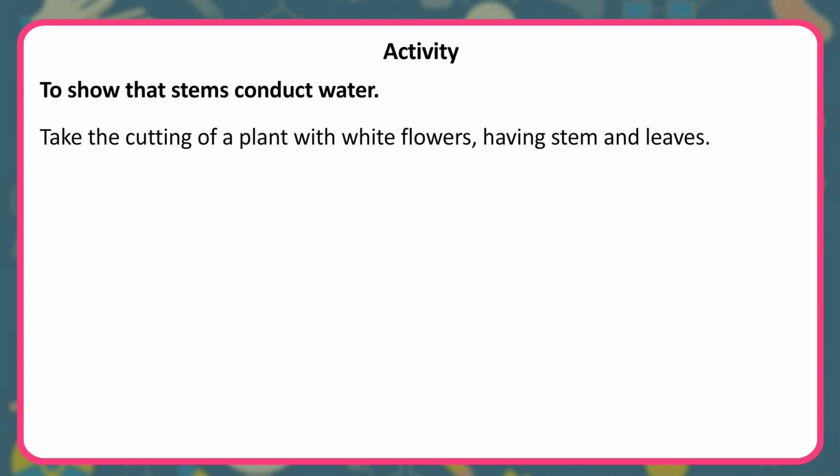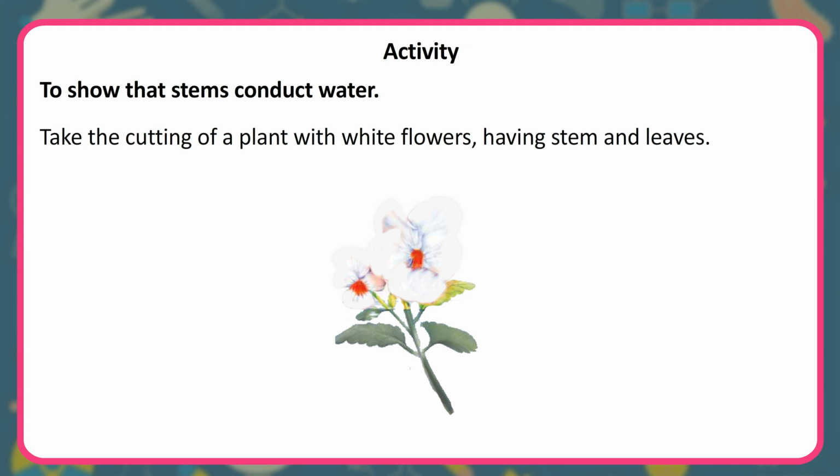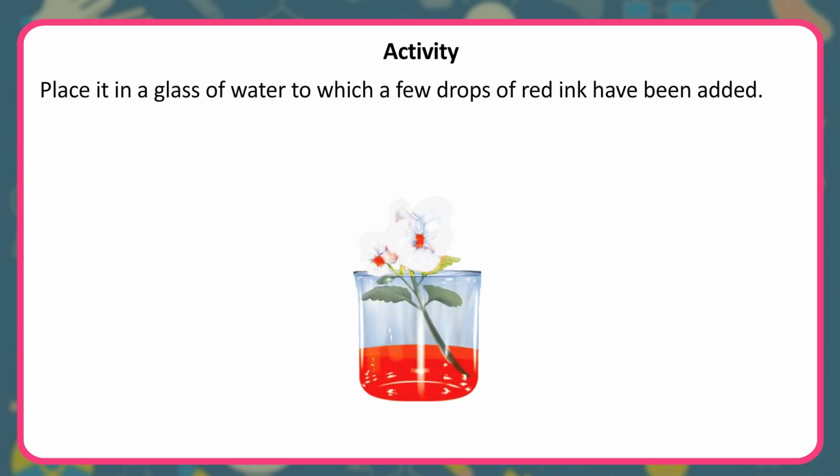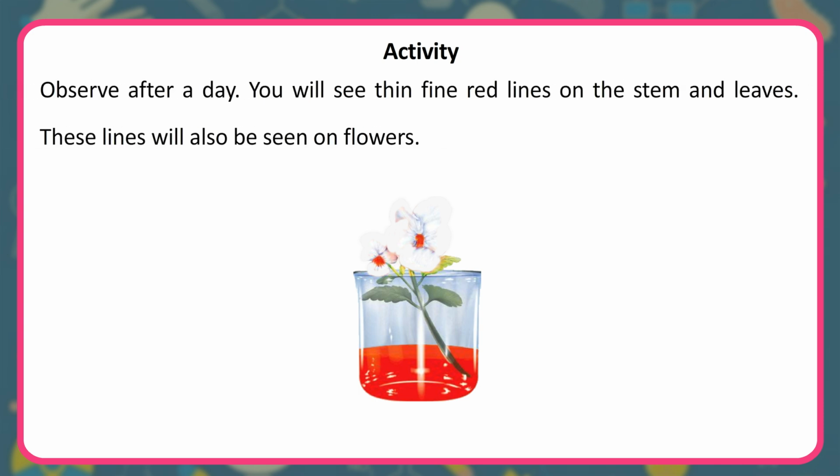Activity. To show that stems conduct water. Take the cutting of a plant with white flowers, having stem and leaves. Place it in a glass of water to which a few drops of red ink have been added. Observe after a day. You will see thin fine red lines on the stem and leaves. These lines will also be seen on flowers.